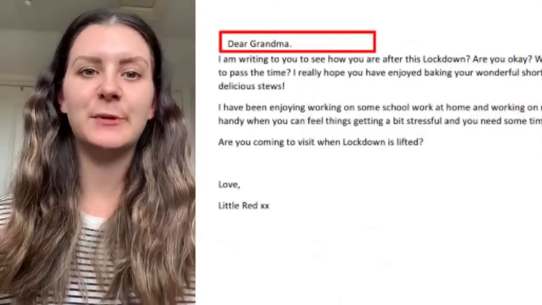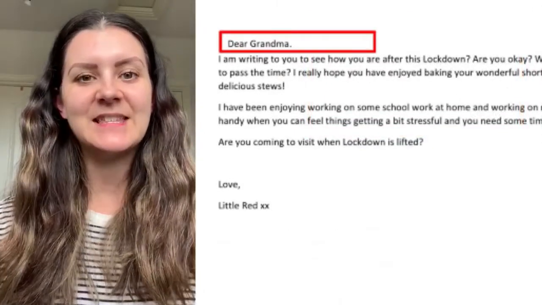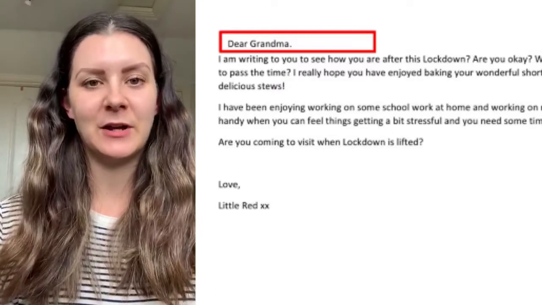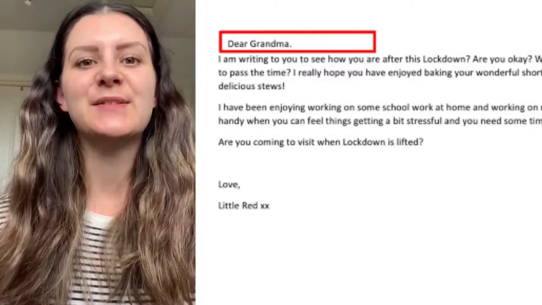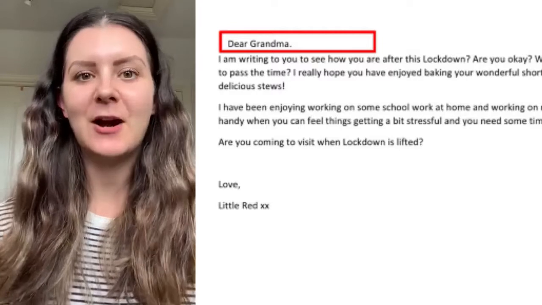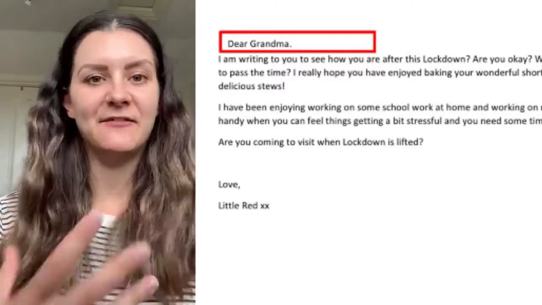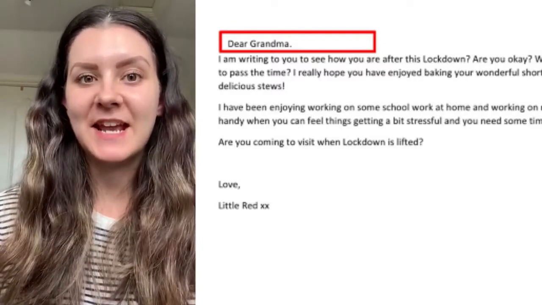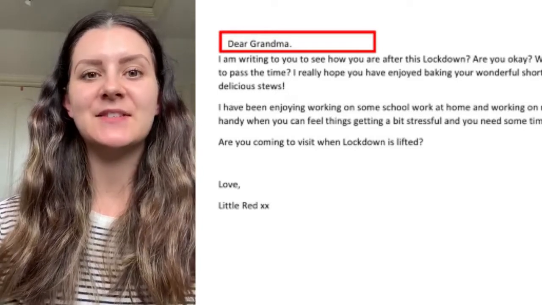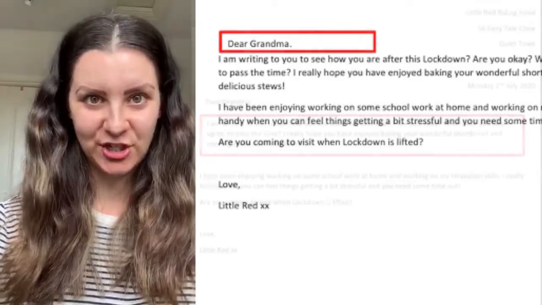The next part, before we actually start writing our letter, is the part where we address the person that we are actually writing our letter to. So for example, I have Dear Grandma. You might have a friend's name, you might have another relative's name that you want to put there, but it lets us know who that letter is written to.